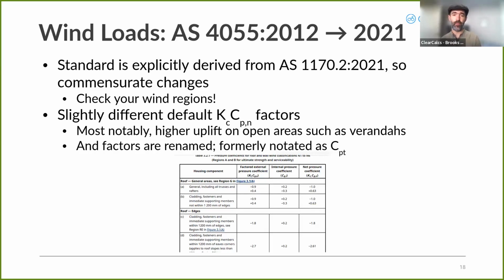There are also some slightly different net pressure factors to consider depending upon what structure you're designing in 4055. These also have a new symbol. It's now K sub C, combination factor, times net pressure factor. It used to be denoted as C sub PT. New symbol, same thing. But most notably, there's some higher uplift on open areas such as verandas or anything that's close to the edge of a structure. That's close to within, I think it's 1,200 meters of the edge of a building.